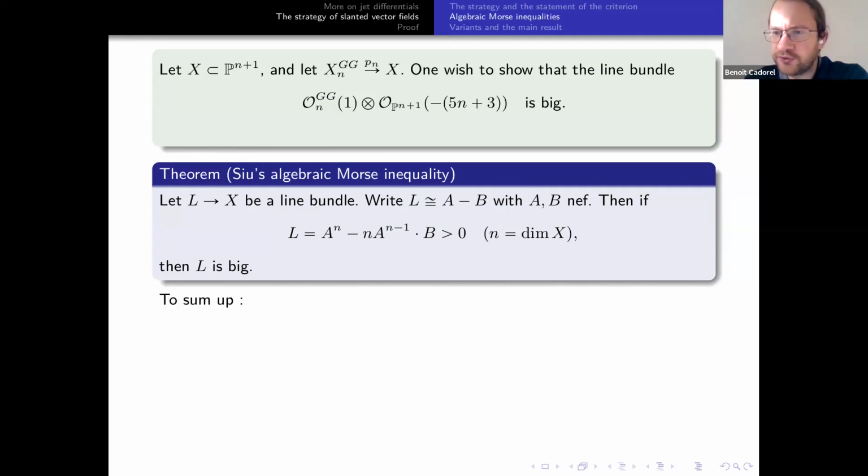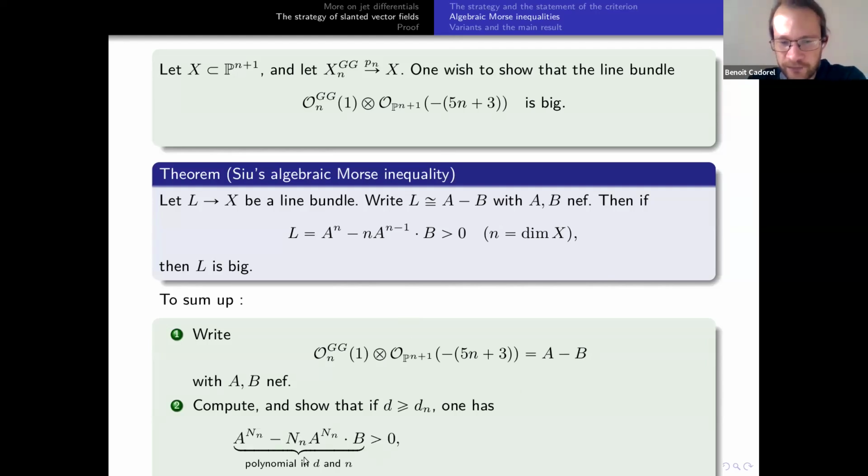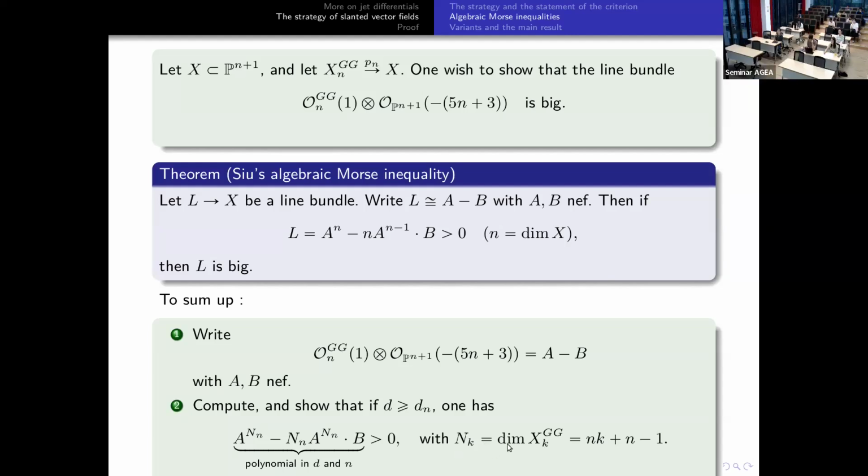And so to sum up, you want to apply this criterion to this line bundle on the nth order Green-Griffiths jet space. So let me write it down precisely. You write this as A minus B with A and B nef. And you want to show that if you have taken your degree large enough, then this number, where n is the dimension of the nth order jet space, is positive.